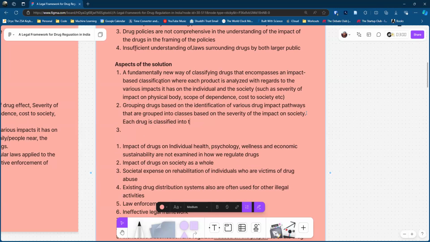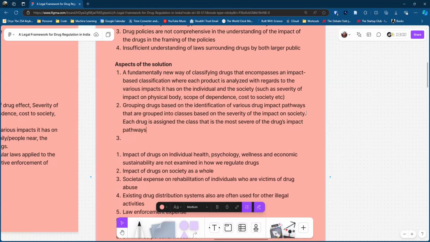Each drug is classified into a class. Each is assigned the class that is the most severe of the drug's impact pathways. And then classifying regulations and punishments based on the class of the drug.